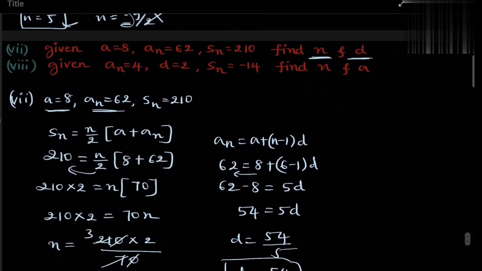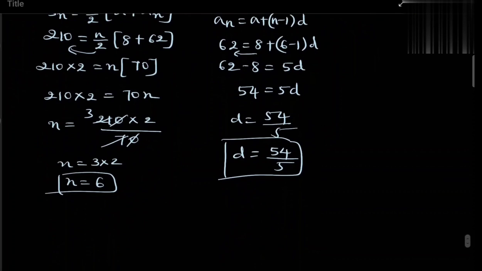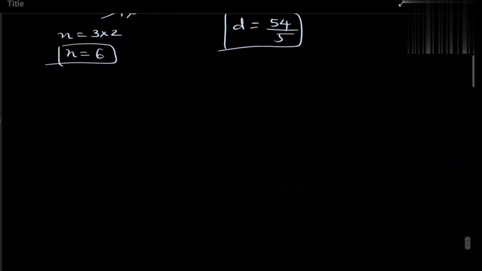So next move on to the 8th problem, that is, here they have given an is equal to 4, common difference d is equal to 2, Sn is equal to minus 14. So we have to find the number of terms and the first term. For 8 one they have given an is equal to 4, d is equal to 2, Sn is equal to minus 14.